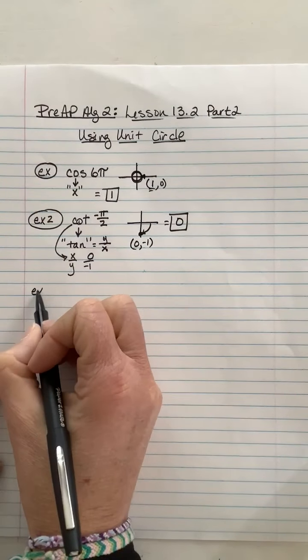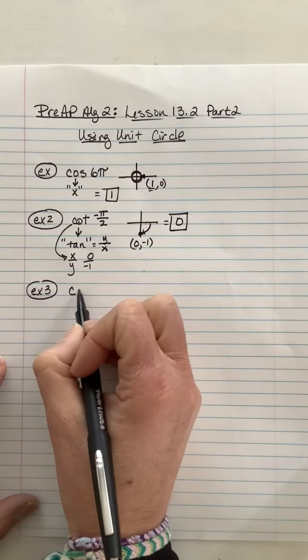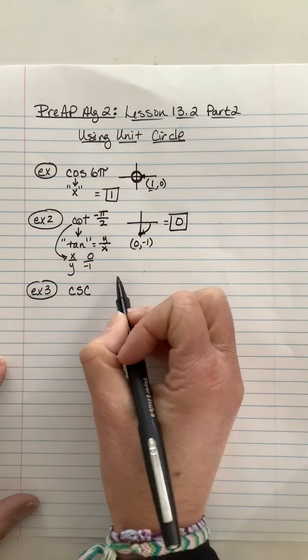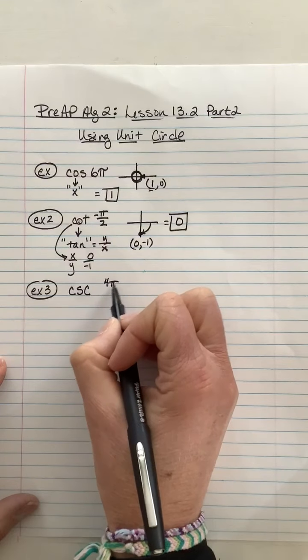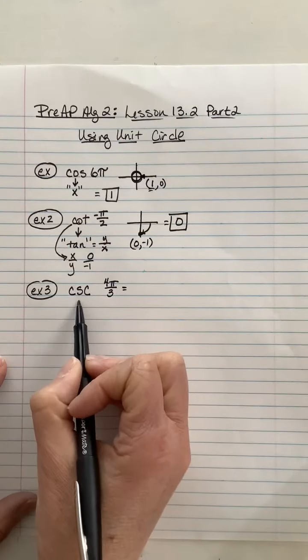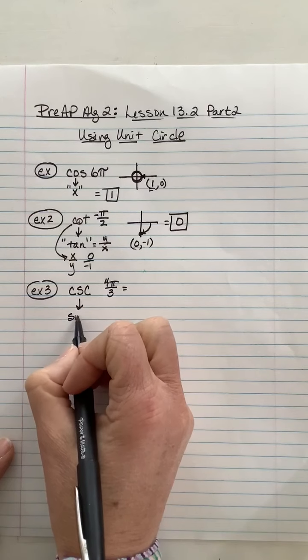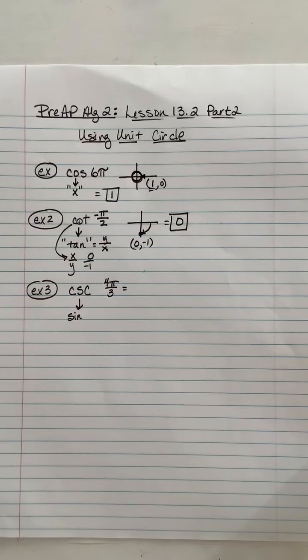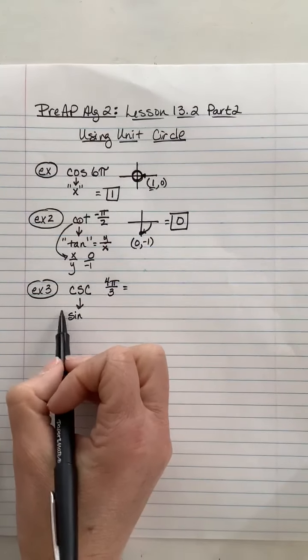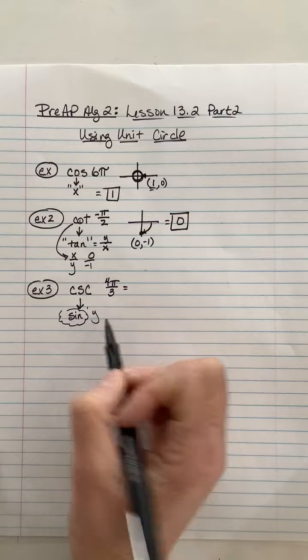Okay, I'm going to do one more where we're going forward, where I give you the angle. So how about cosecant of 4 pi over 3? Okay, so cosecant, what should you be thinking in your head? Perfect. Cosecant goes with sine. It's going to be the reciprocal of your sine function. So I'm going to keep this in my head. Sine, of course, is your y value.